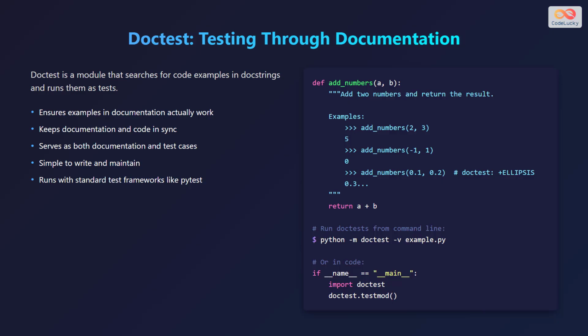In the code example, you can see how we include examples of how to use the addNumbers function directly in the docstring. Doctest will run these examples and verify that the output matches what's expected. You can run doctest from the command line or directly in your code.